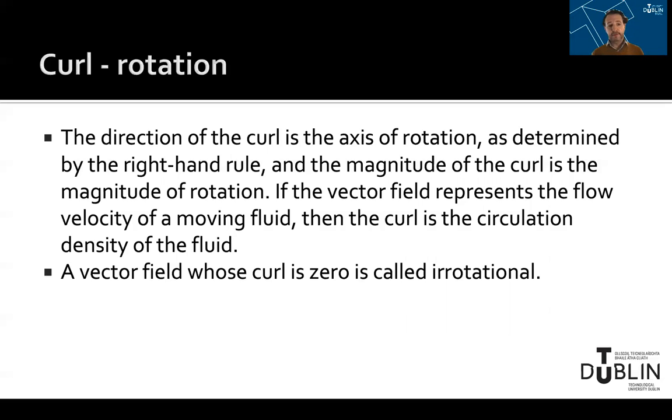If the vector field represents the flow of the velocity of a moving fluid, then the curl is the circular motion. So it's how it rotates. A vector field whose curl is 0 is called irrotational. This will come up in 2 lectures' time, and it's an important note.